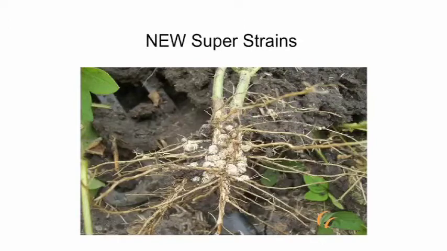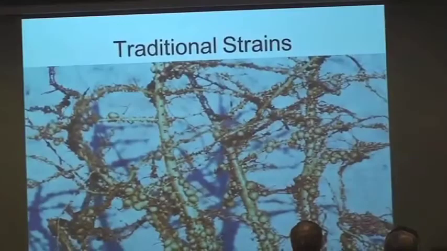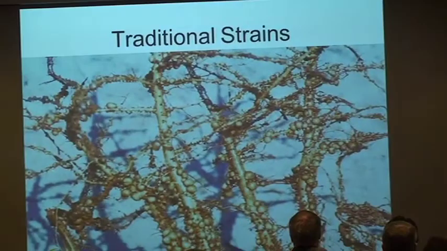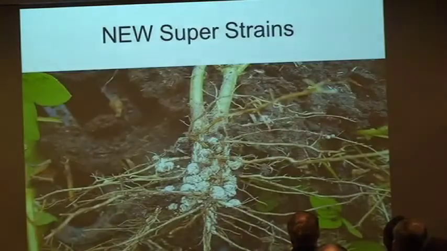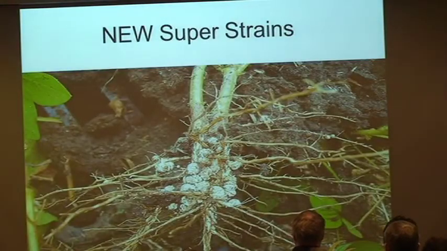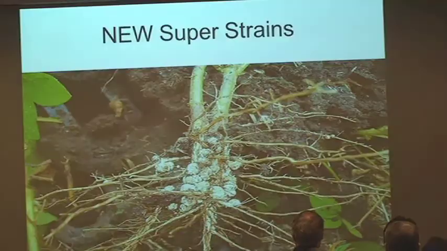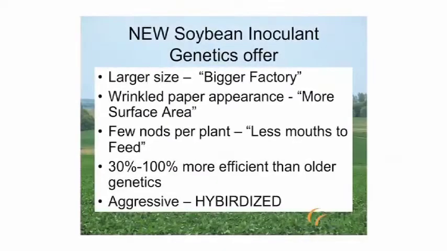If we look at that picture and then this picture, the first thing that strikes me is the size of the nodule. The newer genetics have a larger nodule. We actually have fewer nodules per plant, so we have fewer mouths to feed. And then we have this wrinkle type of appearance. We call that crenulation. So the nodule itself has a larger surface area for gas exchange. And they're anywhere from 30 to 100% more efficient than even strains that we had 10 to 15 years ago.